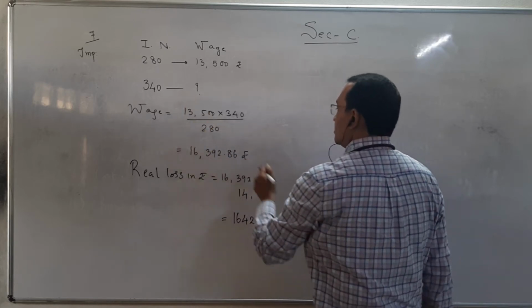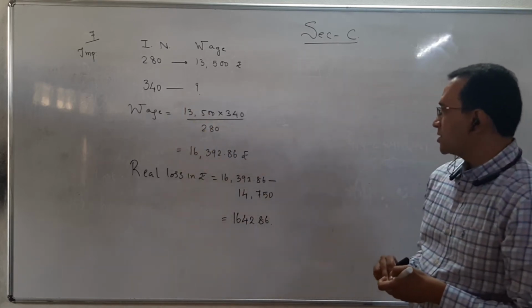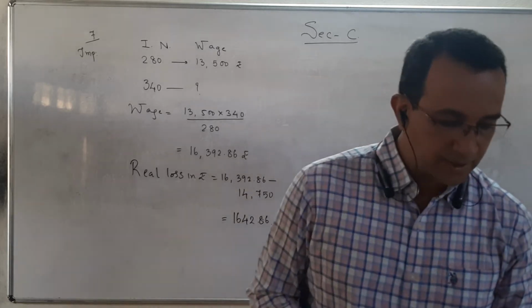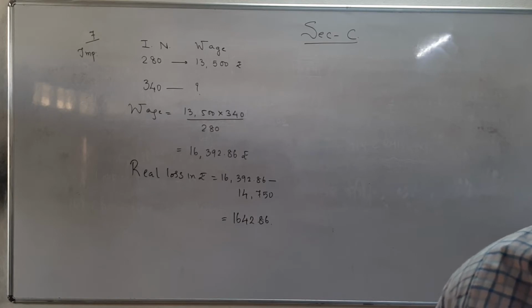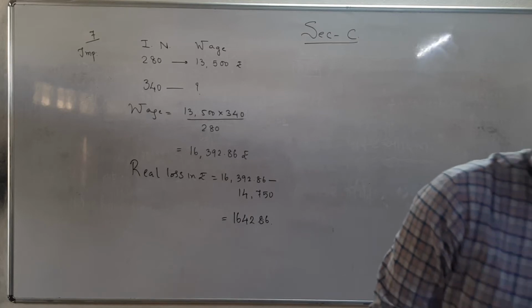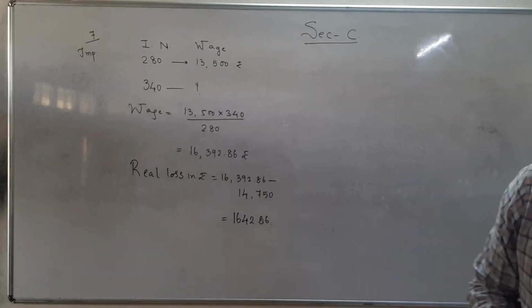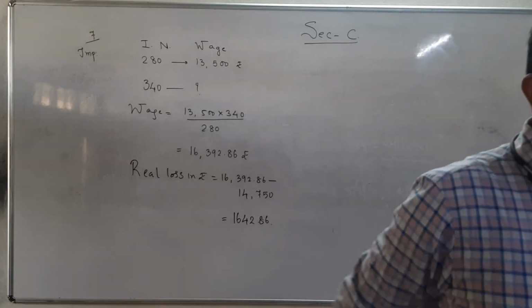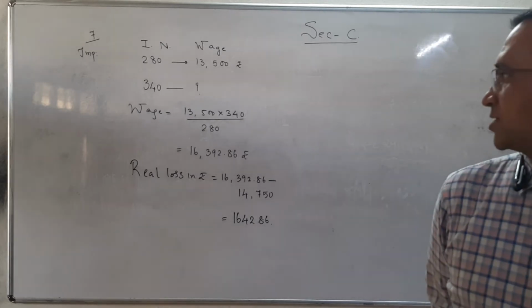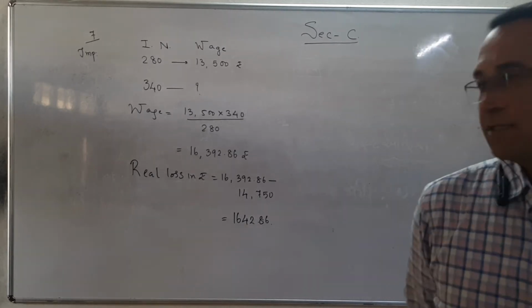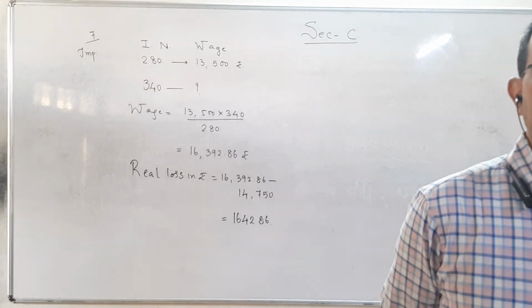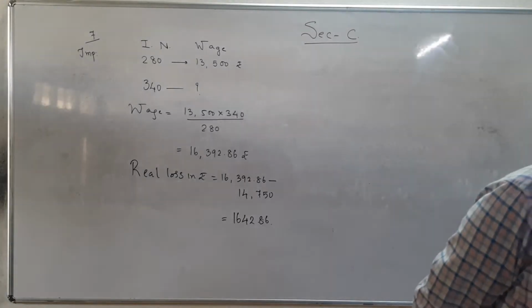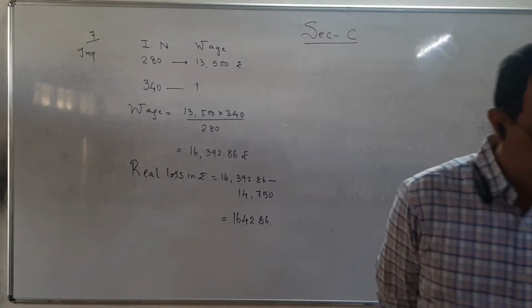According to the index number, the wage must be 16,392.86. But according to the question, students, the wage is given as 14,750. So actually the wage should be approximately 16,393, but according to the question, it is only 14,750. So there is a loss in income for the worker.